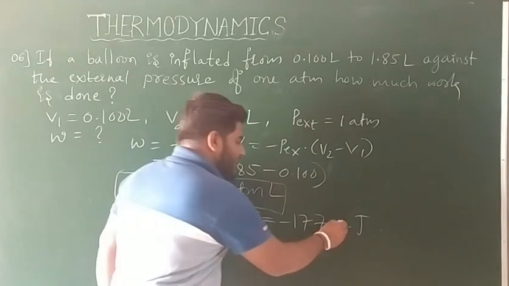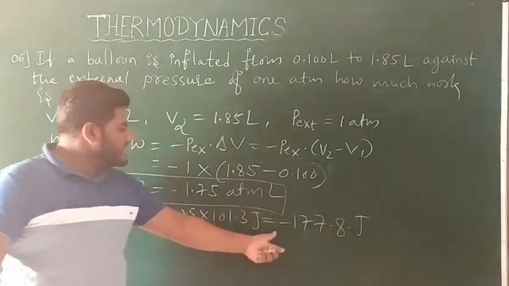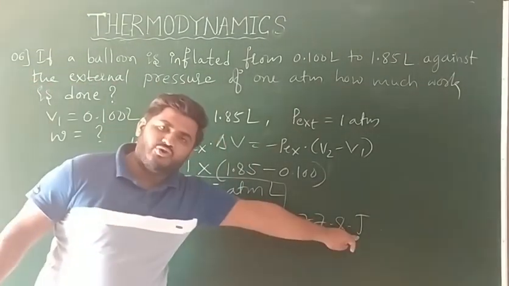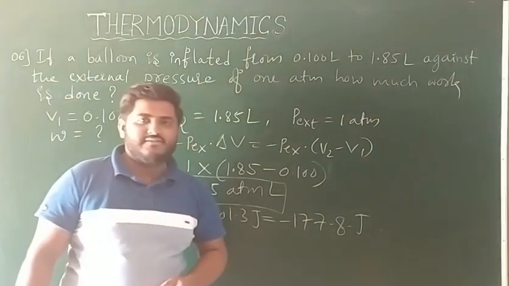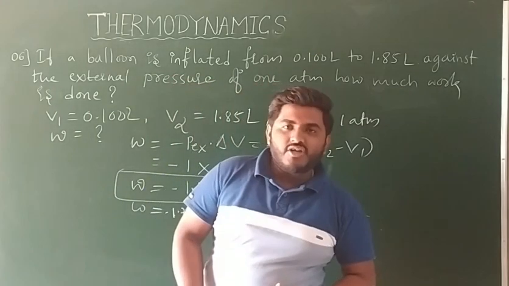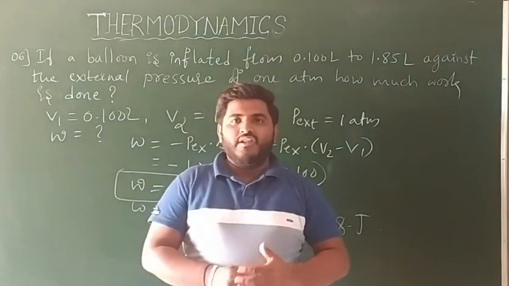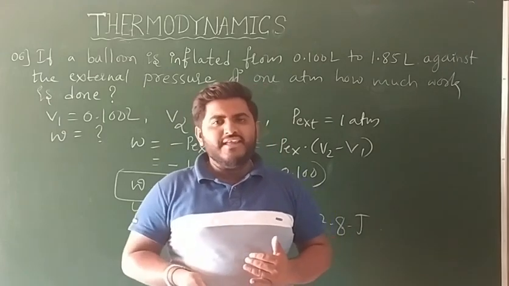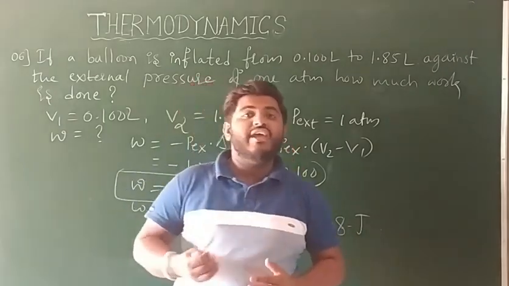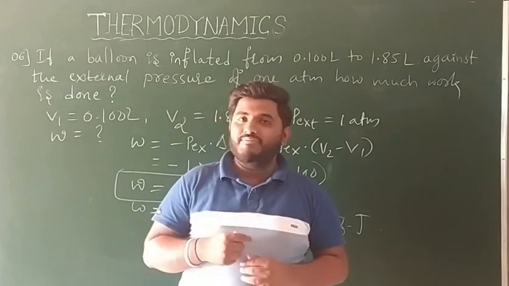Minus 177.8 joule, something you are getting. So just calculate that. That is the work done in terms of joules. I hope you understood. So this is problem number 6. These are the problems on work done and internal energy calculation. Now in the further part we will study problems on change in enthalpy, standard enthalpy and all.